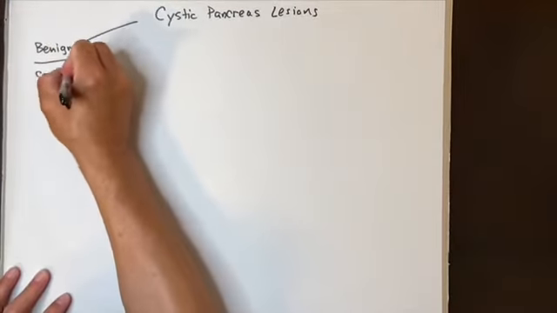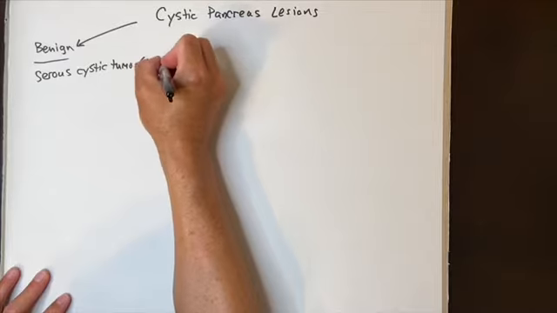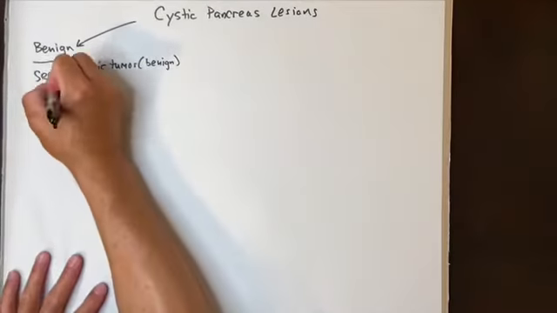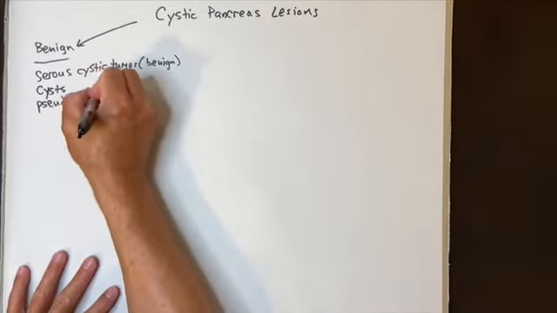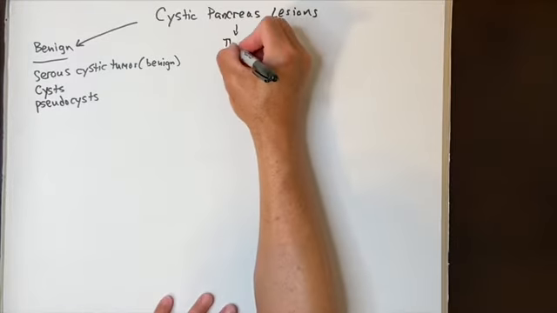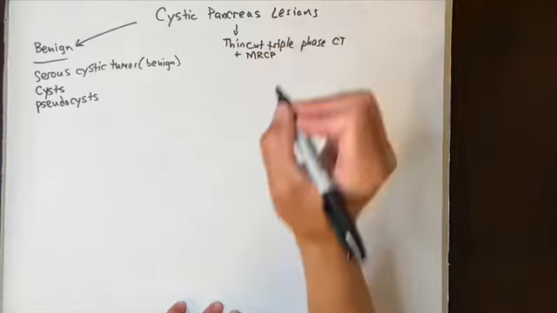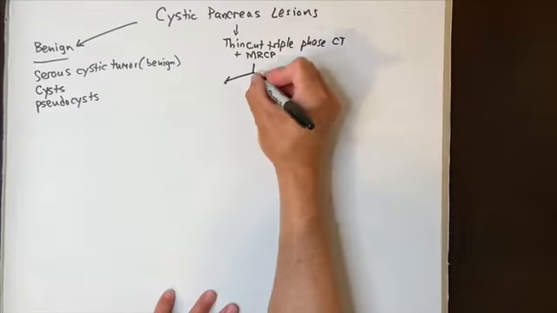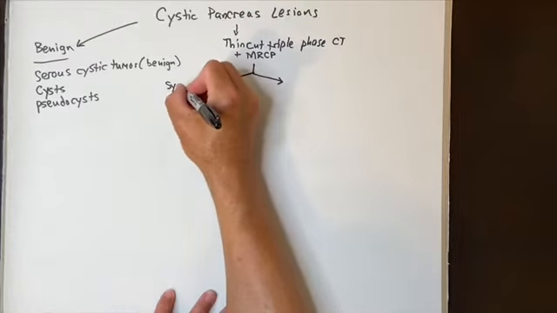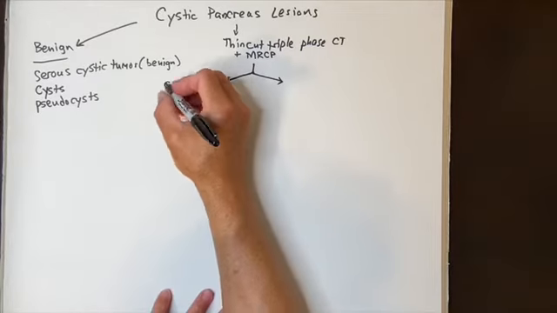Benign things that can look like cysts would be a serous cystic tumor, which is usually benign, a benign cyst, or even a pancreatic pseudocyst. If a cystic lesion is seen on imaging, be sure to order a high-quality, thin-cut pancreas protocol CT, and probably also an MRCP to see the pancreatic duct better.